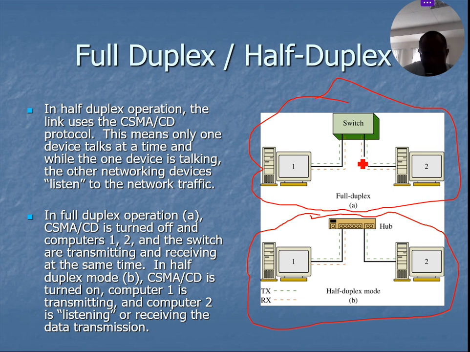In half duplex mode in B, the CSMA is turned on. Why do we turn it on for half duplex? So that one computer has to listen. Computer 1 is transmitting and computer 2 is listening or receiving the data transmission. It cannot transmit, it has to listen. Only when this one is no more transmitting can computer 2 now transmit. That's half duplex mode. So I hope this gives a good clarity on the modes of operation that we have in networks.